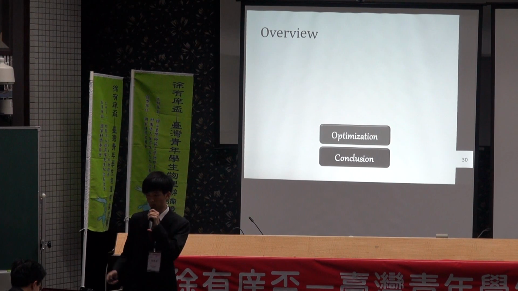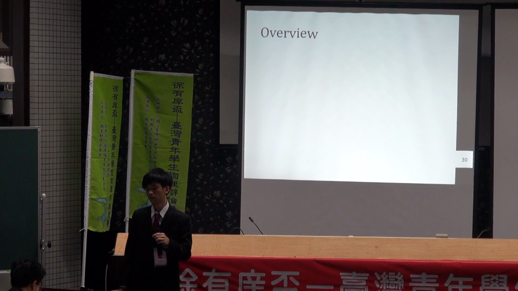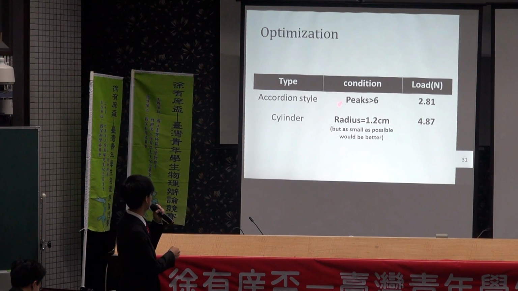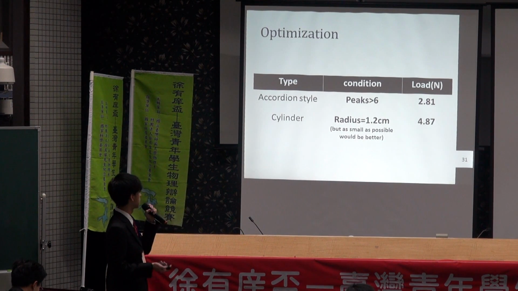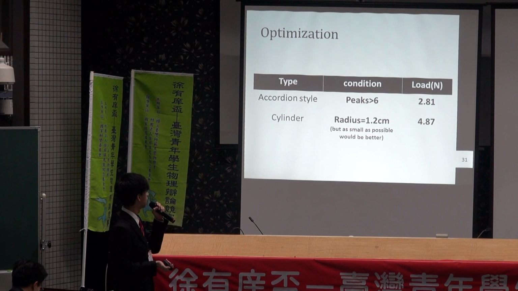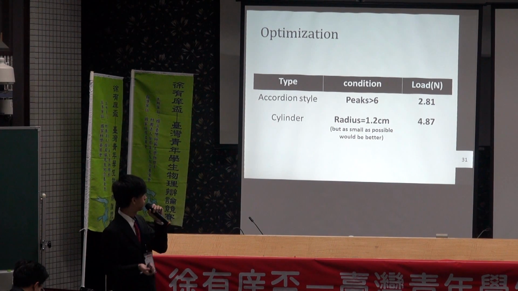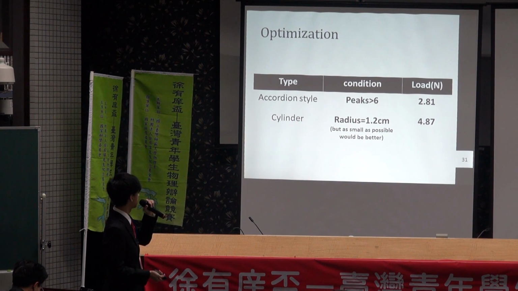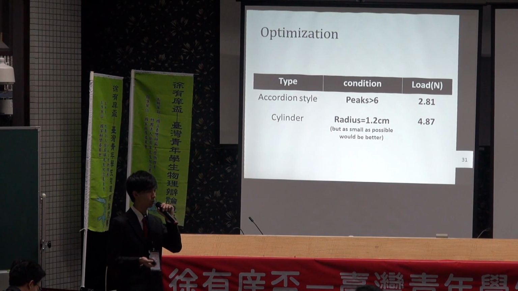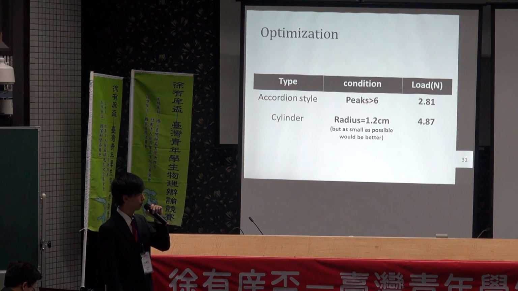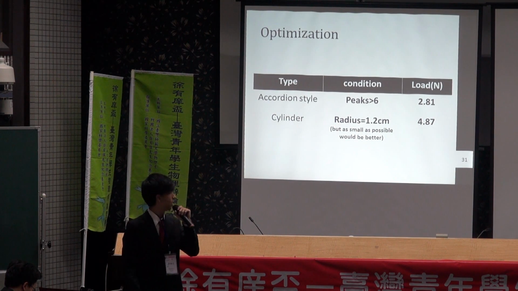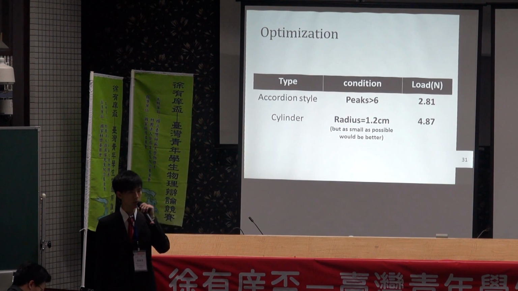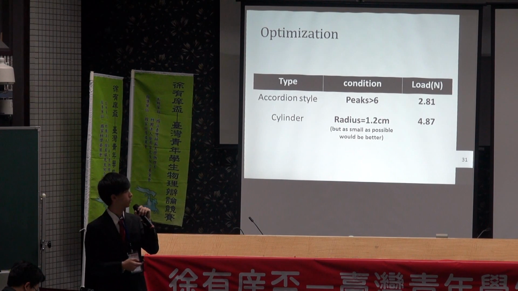Okay, so let's do some optimization. The first type of our design is the accordion style, and the best condition is more than 6 peaks, and then you will have the maximum force of 2.81. For the cylinder, in our experiment, when the radius is equal to 1.2, it has the maximum force of 4.87. But we think that the smaller the radius is, the larger the maximum force the cylinder can bear.